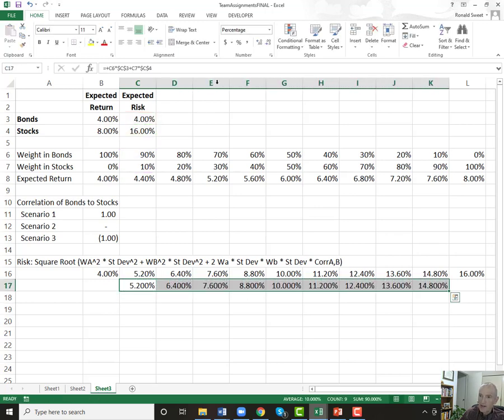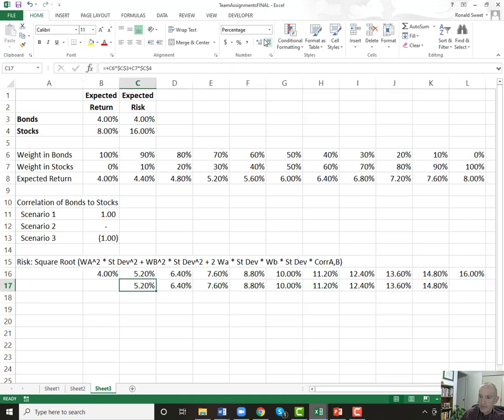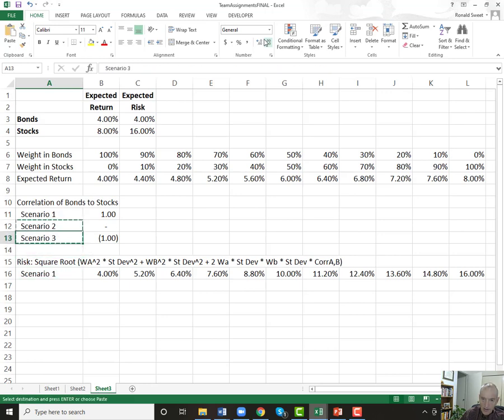What we're saying here is when correlation is 1, there's no diversification benefit. The risk is just a straight line up. All right? So there's scenario 1. Let's try scenario 2, and we'll finish this up next class.